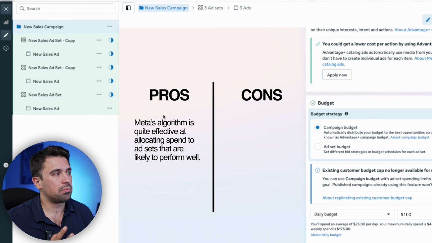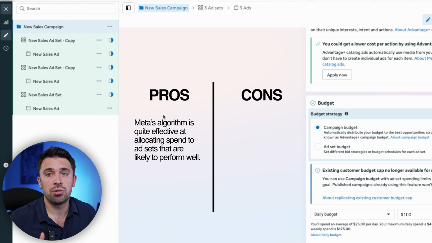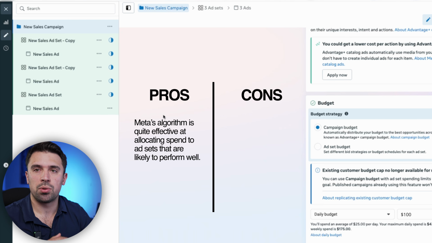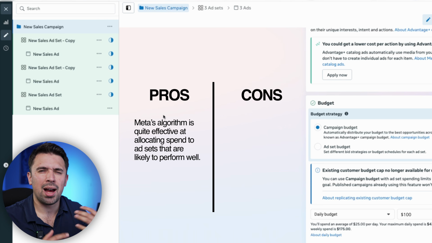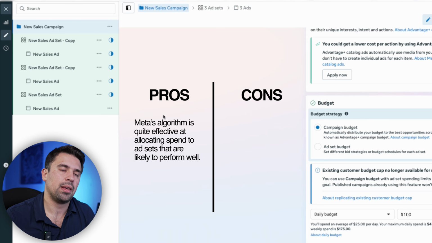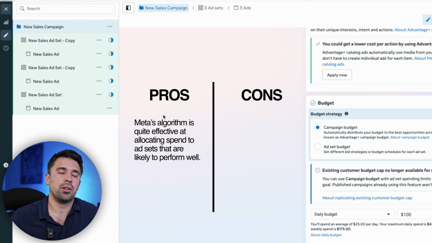But CBO campaigns, overall, this technology works really well. It didn't work that great at first when they introduced CBOs, but nowadays I use CBOs quite a lot personally. So the main benefit of allowing Meta's algorithm to skew the spend towards the ad sets is that you're going to end up saving money by not overspending on losers, right? Loser ad sets, loser ads, stuff like that. So it can be a really effective and cost-effective strategy to use CBOs. Okay, there are some cons though.